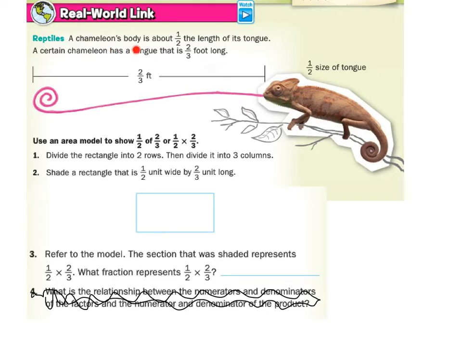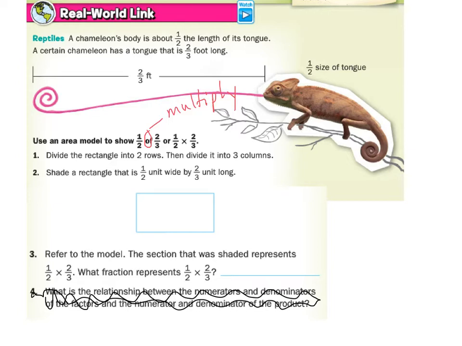A chameleon's body is about 1/2 of the length of its tongue. A certain chameleon has a tongue that is 2/3 of a foot long. So let's use an area model to show 1/2 of 2/3. And if you're not aware, the word of means multiply. Okay, so we can write the same problem as 1/2 times 2/3. So let's go ahead and use a model for this one.